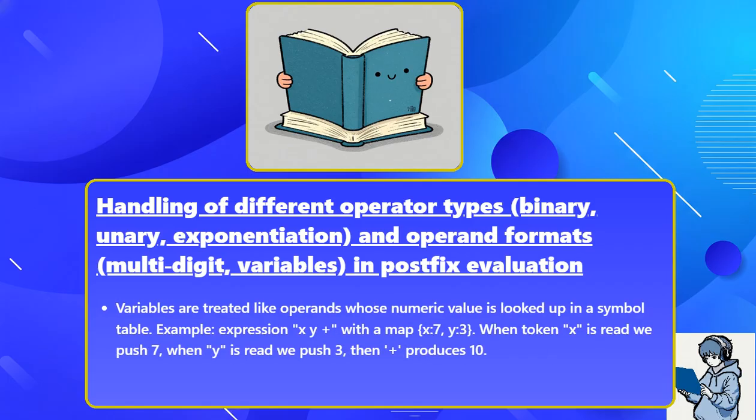Variables are treated like operands whose numeric value is looked up in a symbol table. Example: expression x y plus with a map x equals 7, y equals 3. When token x is read, we push 7. When y is read, we push 3, then plus produces 10.